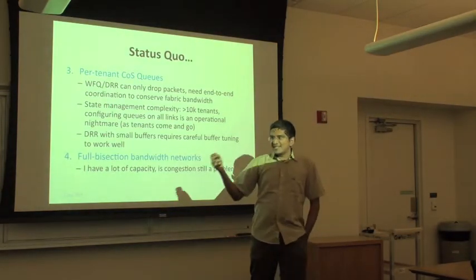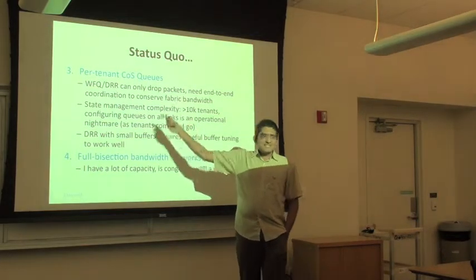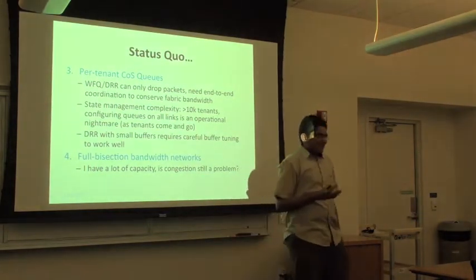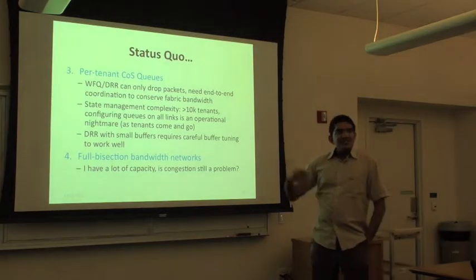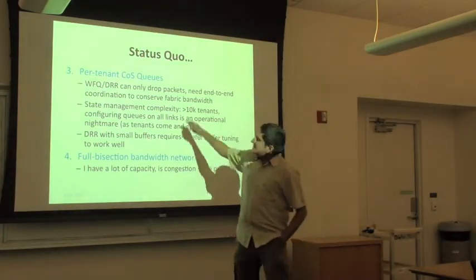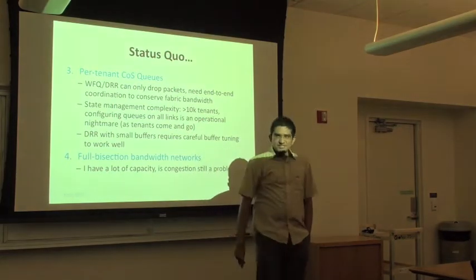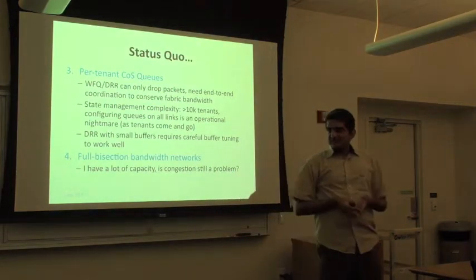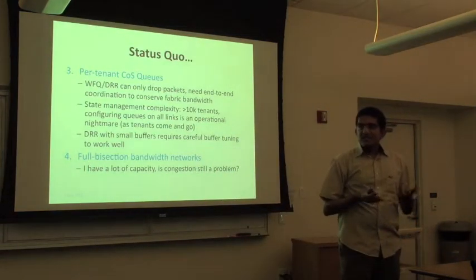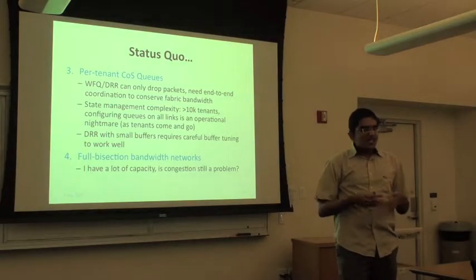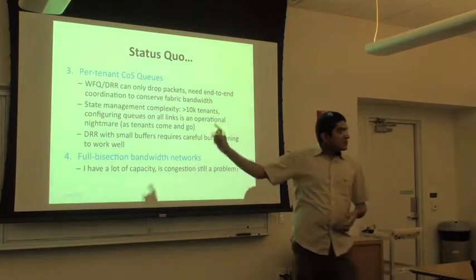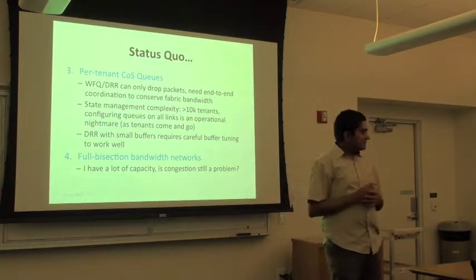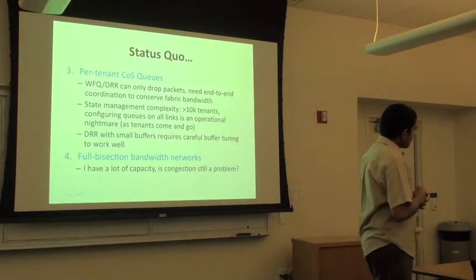Now if you want to create a queue for every single tenant throughout your network, this becomes an operational nightmare. If tenants come and go, they might spawn more and more VMs. You have to keep configuring your network. And actually, this doesn't really solve the problem because it might give you isolation on a single link. But if packets are getting dropped on that link, then why are you even admitting the traffic into the network in the first place? This can only drop packets, this cannot save bandwidth. I'll come back to this.